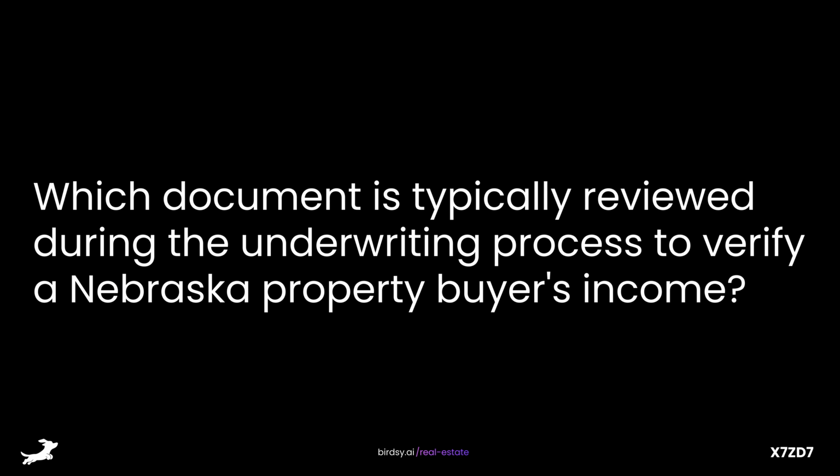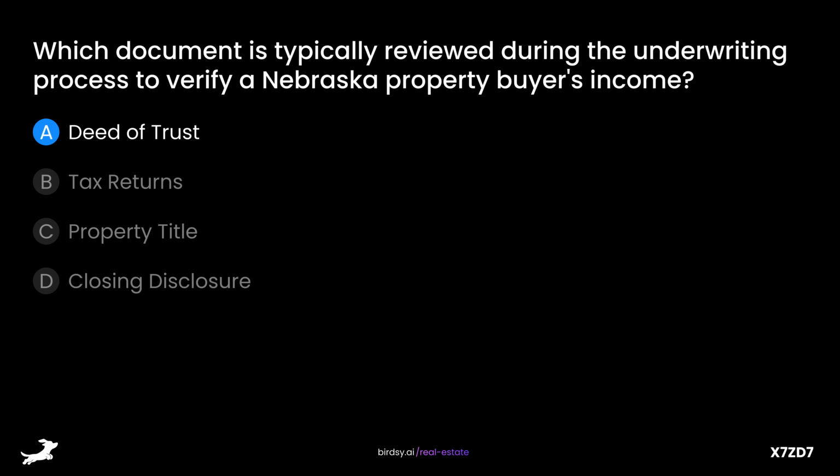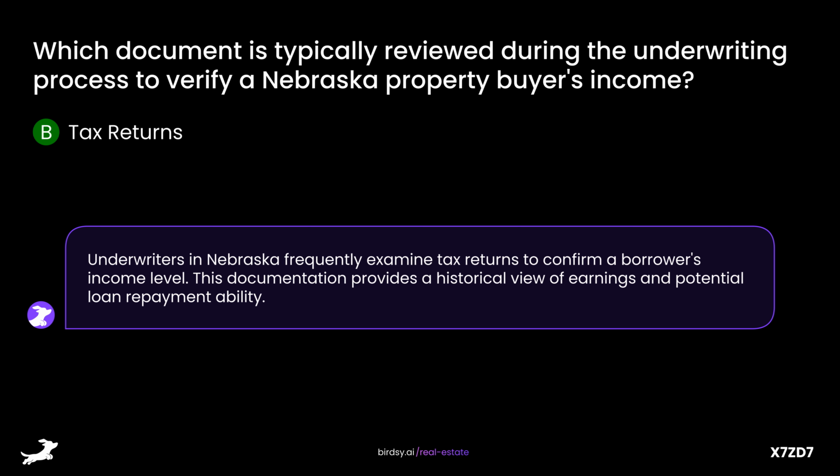Which document is typically reviewed during the underwriting process to verify a Nebraska property buyer's income? Is it A, deed of trust, B, tax returns, C, property title, or D, closing disclosure? The answer is B. Underwriters in Nebraska frequently examine tax returns to confirm a borrower's income level. This documentation provides a historical view of earnings and potential loan repayment ability.